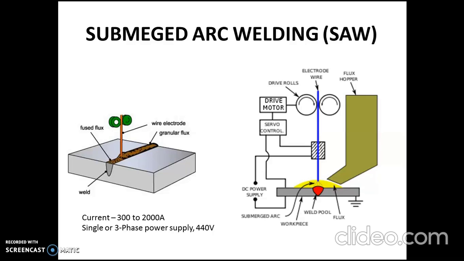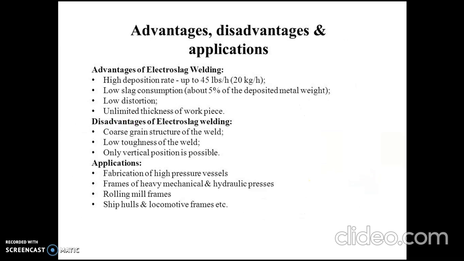It has a depositing range that is 4 to 10 times the amount of weld metal per hour as compared to the shielded metal arc welding process. So we'll discuss its advantages, disadvantages and applications. Advantages of this type of welding: it has a high deposition rate, that we have just discussed, that is 4 to 10 times higher than shielded metal arc welding process.